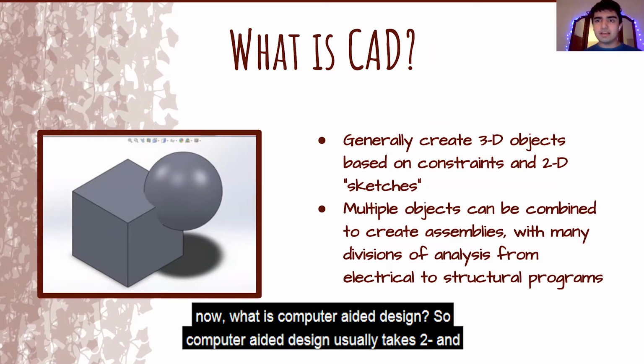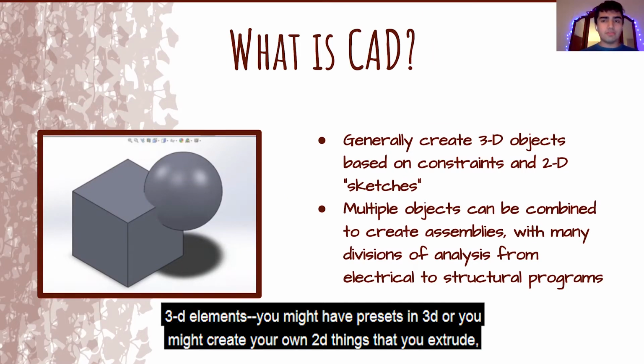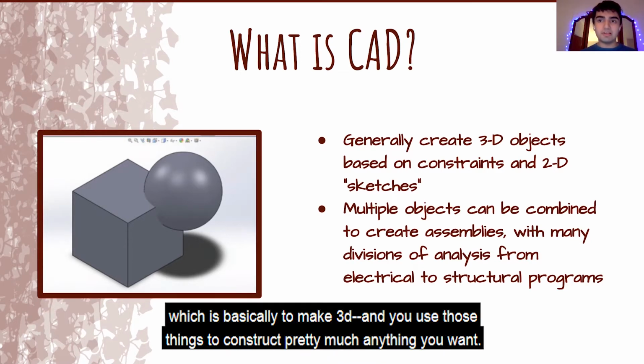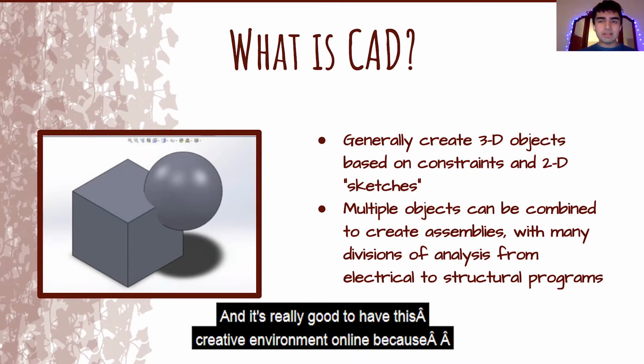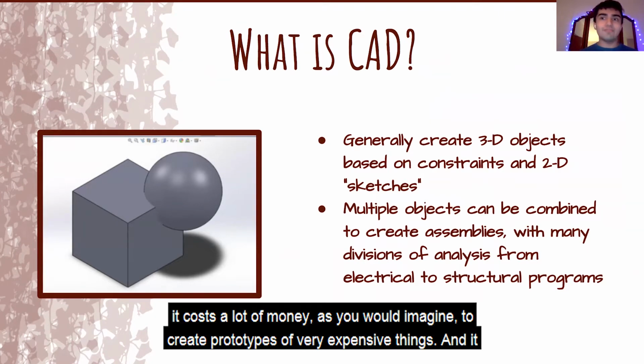Computer-aided design usually takes 2D and 3D elements. You might have presets in 3D, or you might create your own 2D things that you extrude, which is basically to make 3D. And you use those things to construct pretty much anything you want. And it's really good to have this creative environment online because it costs a lot of money, as you would imagine, to create prototypes of very expensive things.